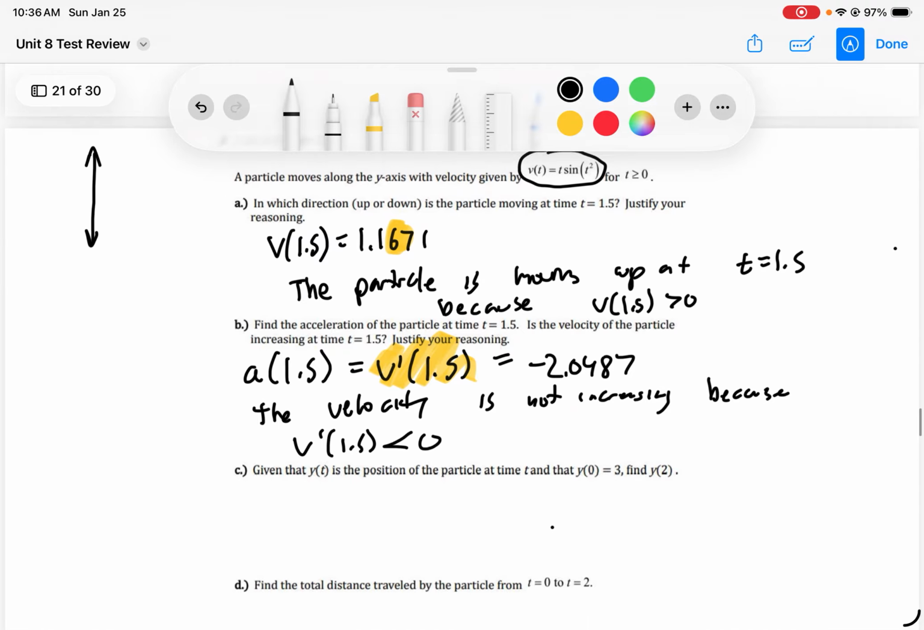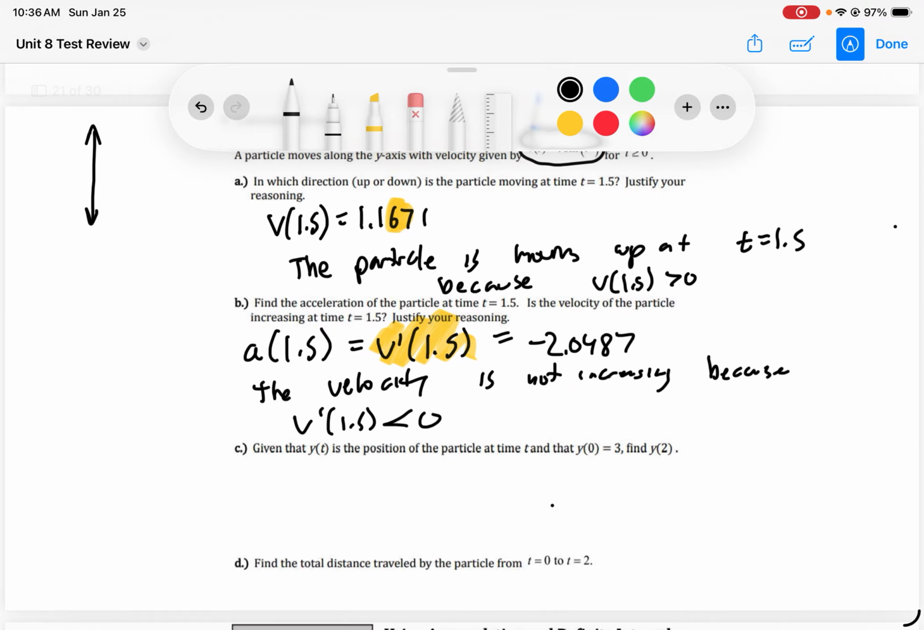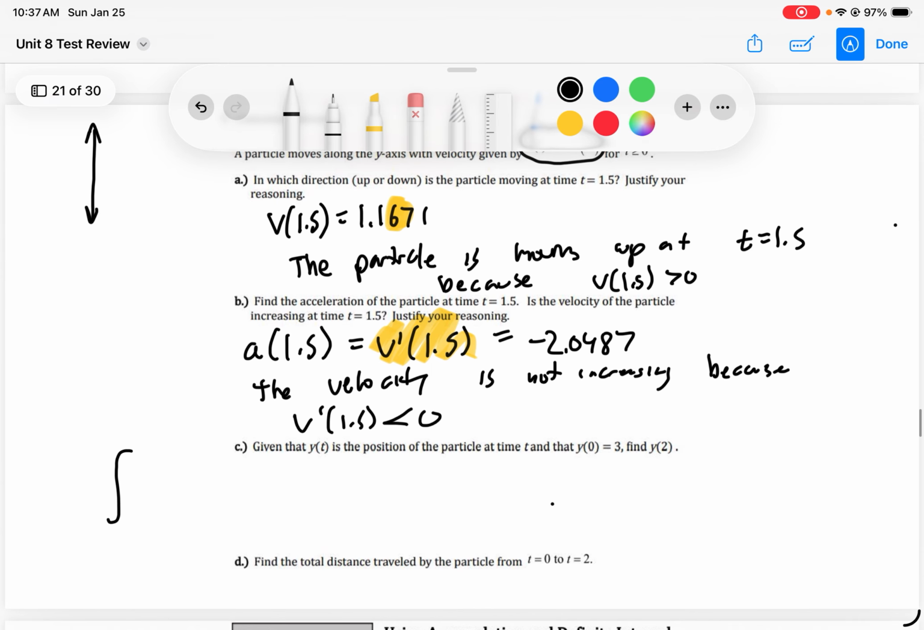All right, given that y of t is the position of the particle at time t, and y of 0 is 3, find y of 2. So this is when we have to know that initial position formula. I know if I integrate velocity from a to b dt, this tells me the position.